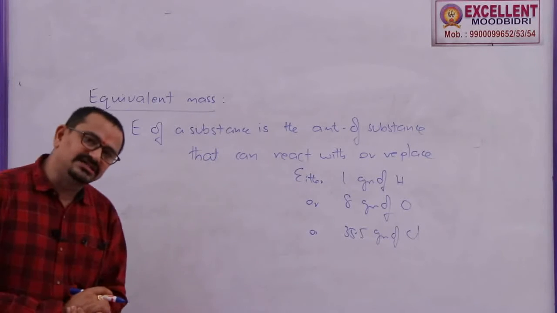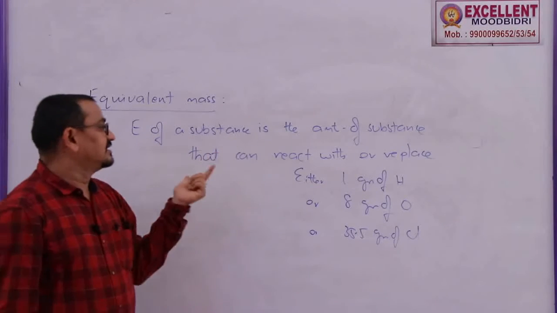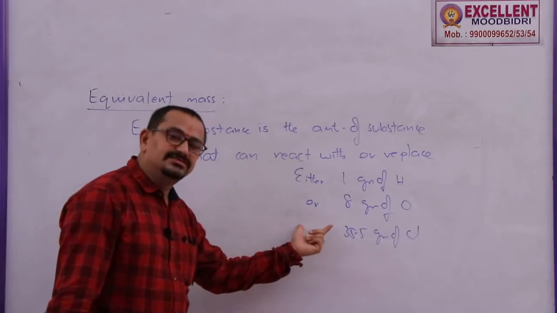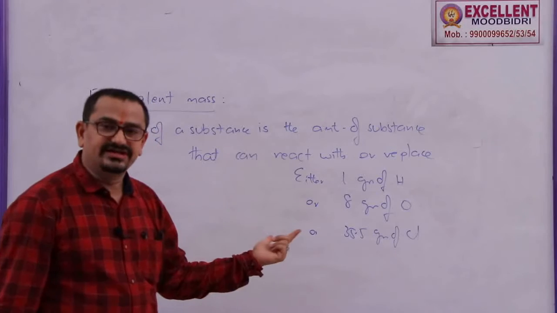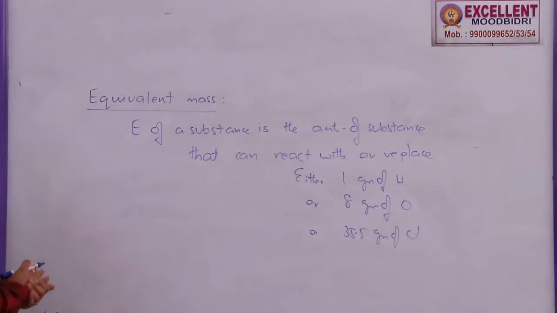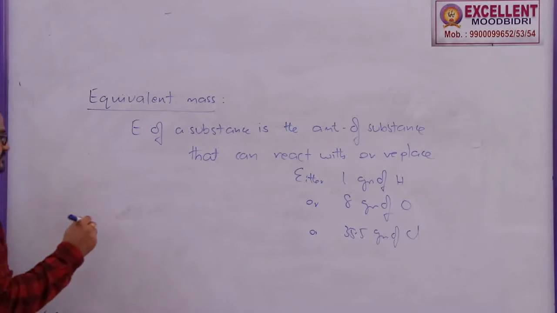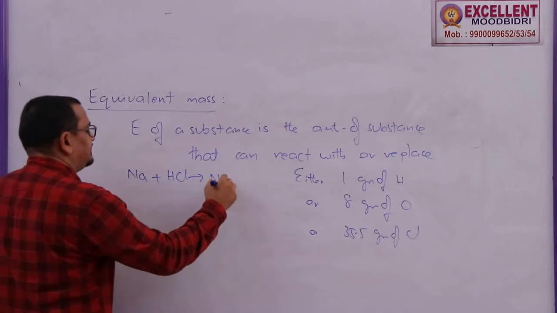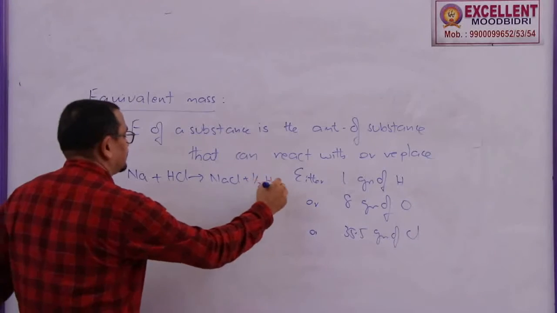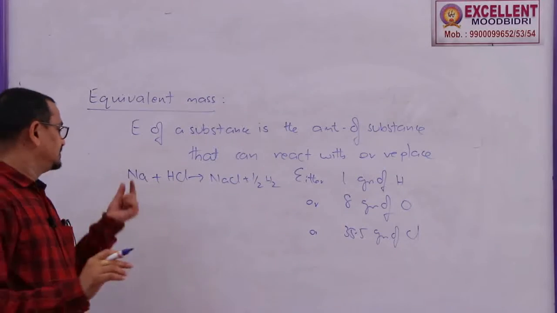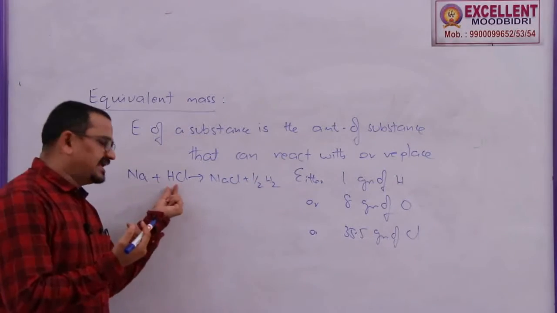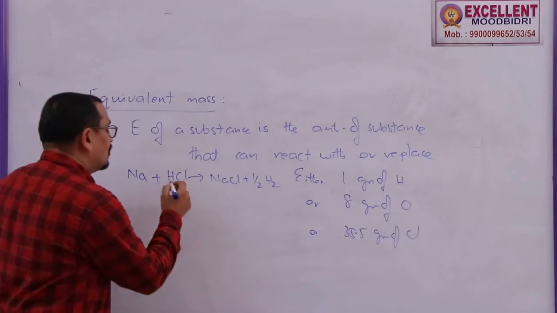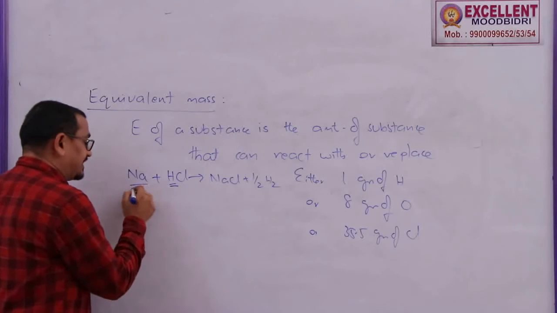So what is meant by the equivalent mass of a substance? The amount of substance that can react with or replace either 1 gram of hydrogen or 8 grams of oxygen or 35.5 grams of chlorine. Now let us solve some examples related to this. For example, sodium reacting with HCl gives NaCl plus half H2. In this reaction, some mass of sodium displaced some mass of hydrogen. What mass of hydrogen is displaced by what mass of sodium?